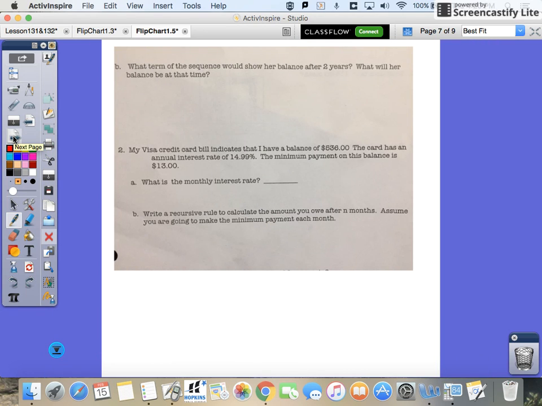Part B says, what term of the sequence would show her balance after 2 years? Well, 1 year equals 52 weeks. So double the years, double the weeks. So we'd be looking at U sub 104. We are not going to calculate what the balance would be at that time because I didn't show you guys how to use your calculator yet, okay? So we're not going to do that part on this one.